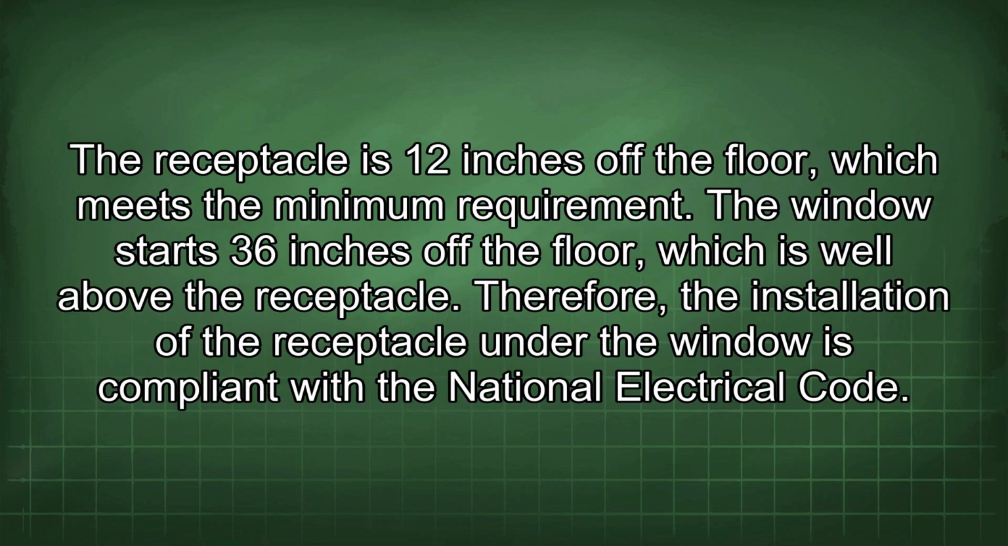The receptacle is 12 inches off the floor, which meets the minimum requirement. The window starts 36 inches off the floor, which is well above the receptacle. Therefore, the installation of the receptacle under the window is compliant with the National Electrical Code.